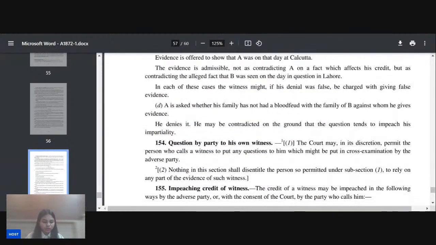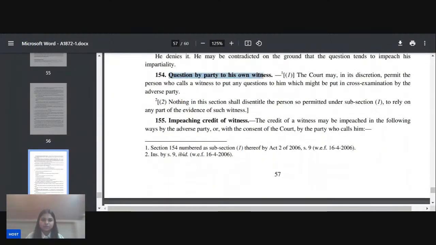Come to 154. Now 154 relates to hostile witnesses. So sometimes it may turn out that the witness called by a party has turned hostile against that party. So if I called A and A is now giving statements which are against me, then he is considered to be a hostile witness, right. And 154 talks about hostile witnesses.